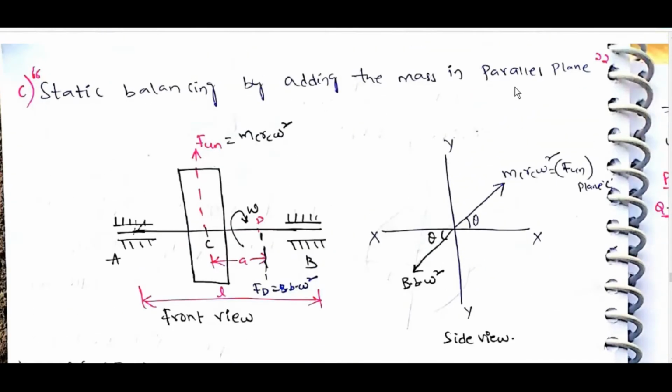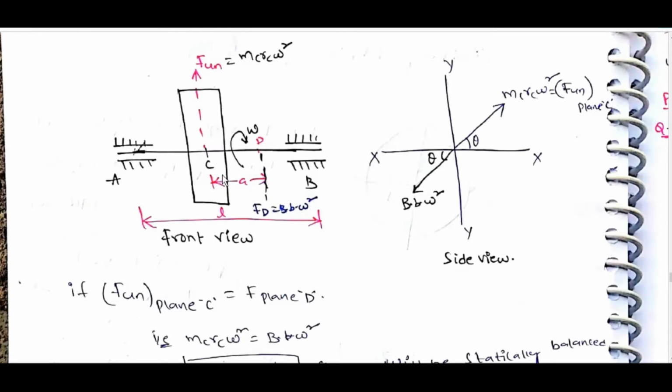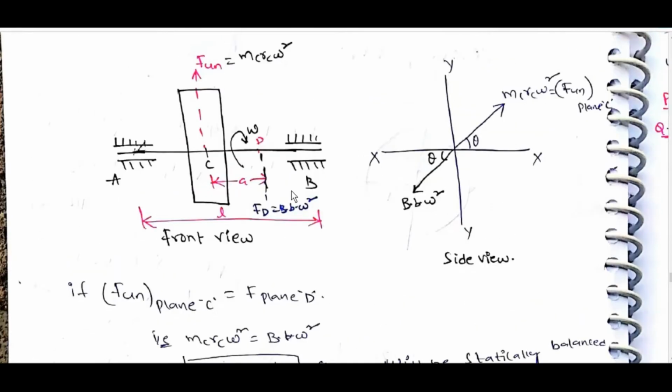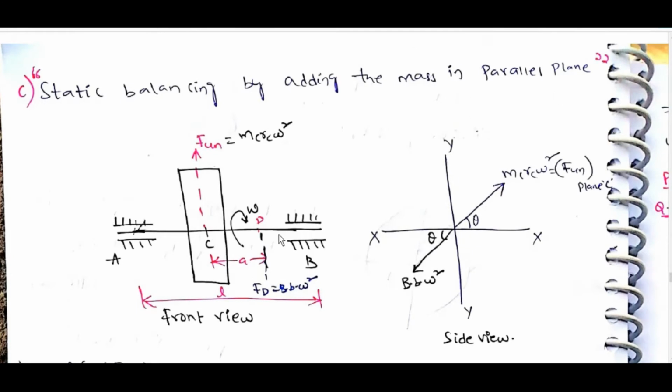Static balancing by adding mass in a parallel plane. F unbalanced is equal to m c r c omega square, B b omega square, side view, front view, B b omega square at a distance. F unbalanced in plane C is equal to plane D. m c r c omega square is equal to B b omega square. m c r c is equal to B b. The system will be statically balanced in the parallel plane here.